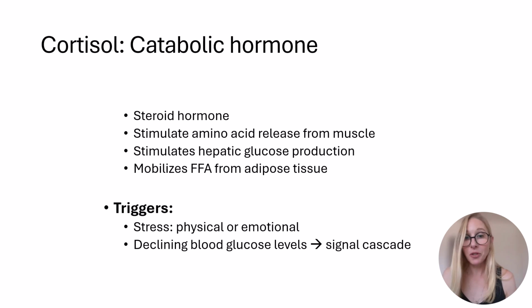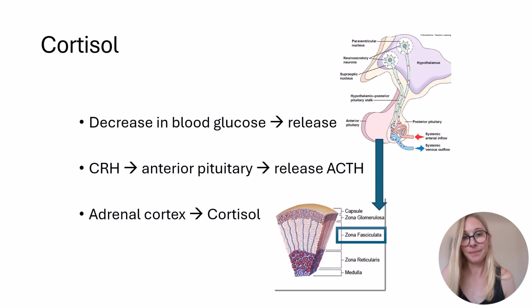Stresses and physical stress, so fight or flight response, tend to have greater influence on cortisol. If you have a decline in blood glucose, meaning needing more substrate, cortisol is going to mobilize substrate, so that will create that signal cascade to try to mobilize more of that fuel in your body to support recovery from that inflammatory catabolic event that you may be experiencing.